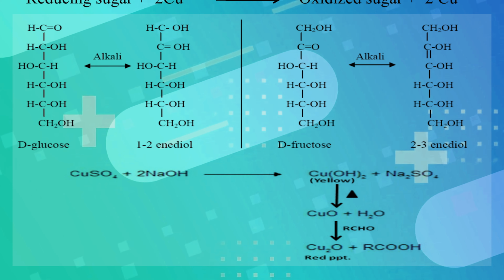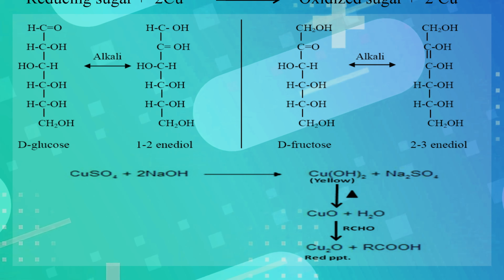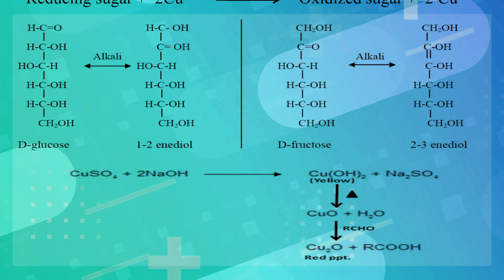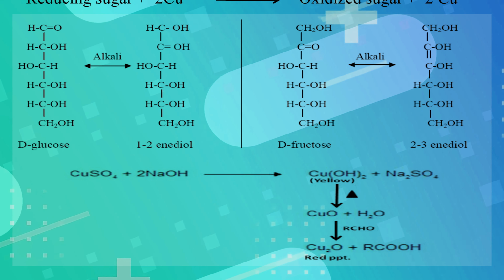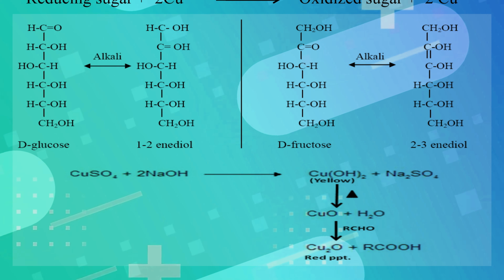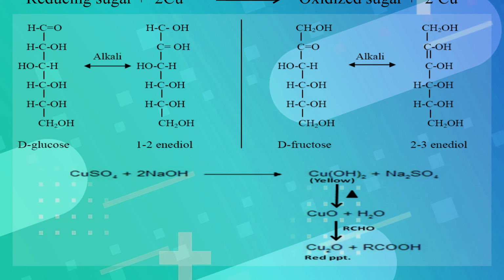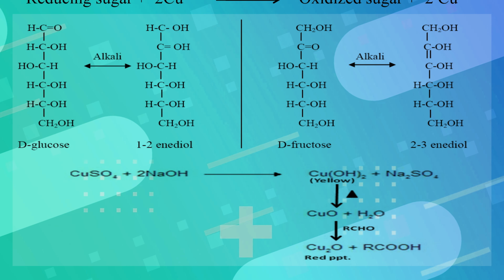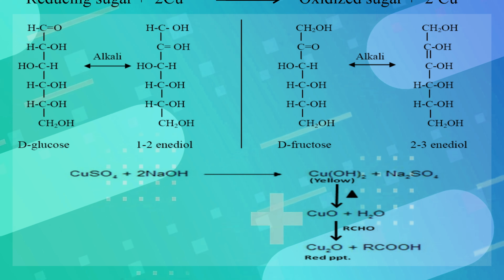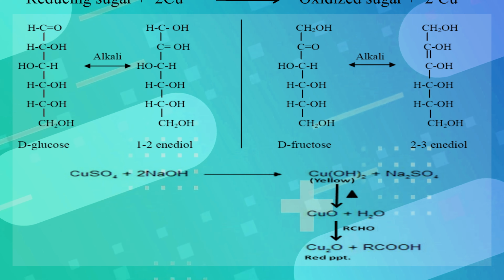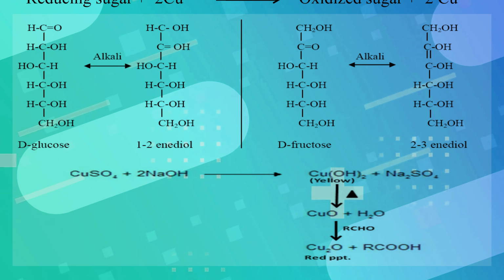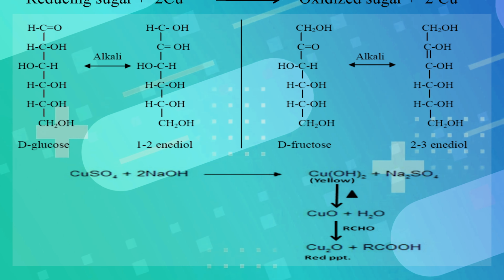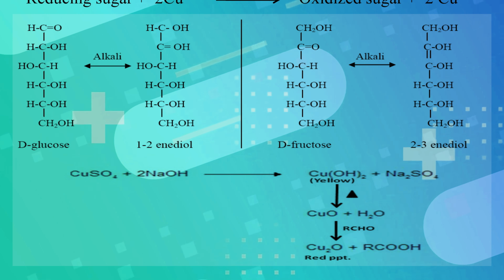Reducing sugars in presence of alkaline condition react with metal ions such as copper sulfate to produce initially a yellow colored compound called copper hydroxide. Then when the solution is heated, it will produce copper oxide, which is precipitated as red precipitate, and this red precipitate or the rusty brown precipitate will indicate the presence of reducing sugar in it.